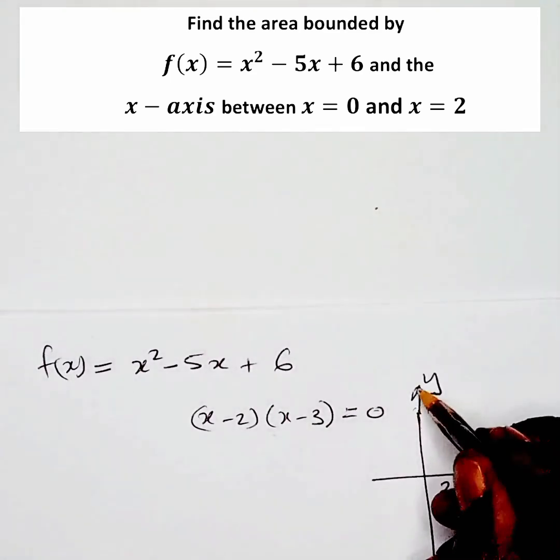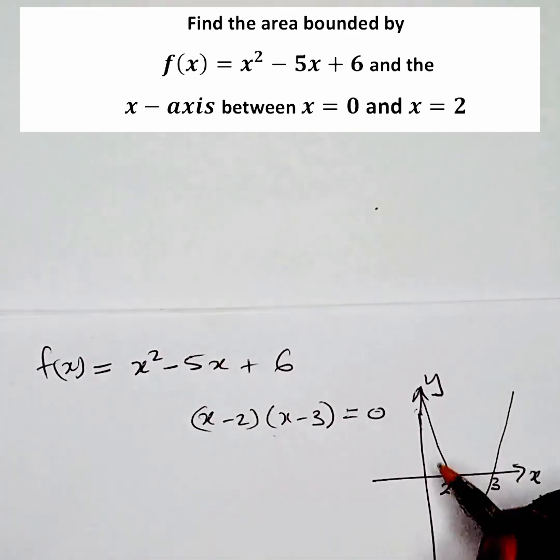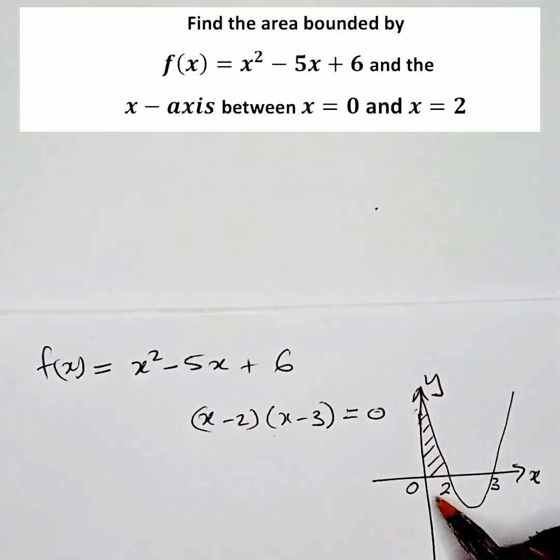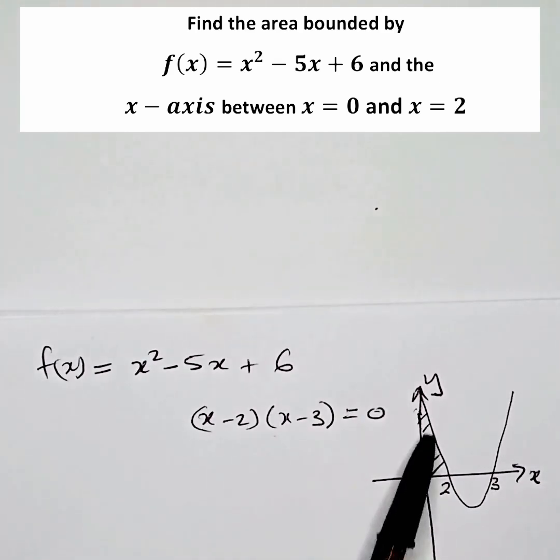So if we have a graph that is like that, you find that the required area in this question is this area here that I'm shading. So it starts from 0 to 2. So now we just need to integrate this function to find this area.